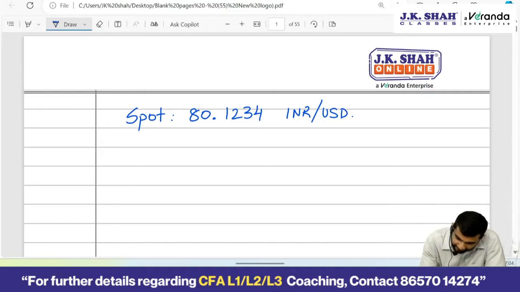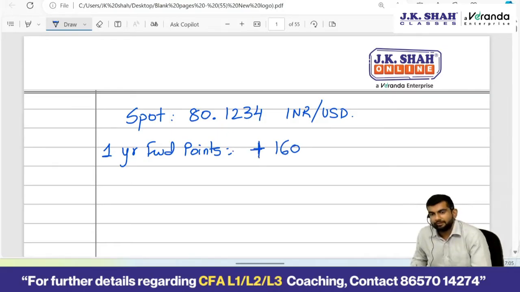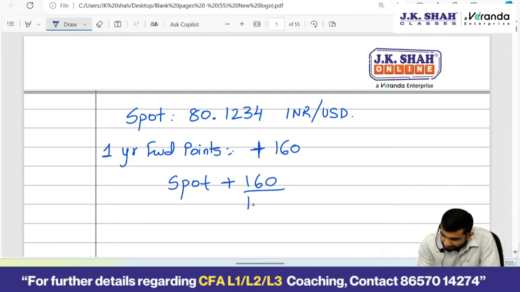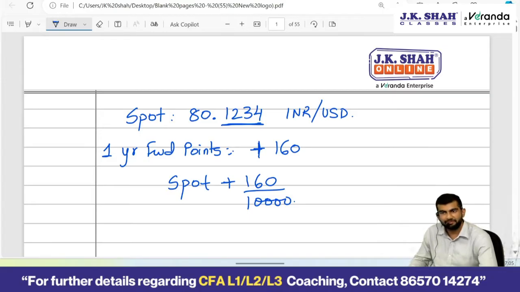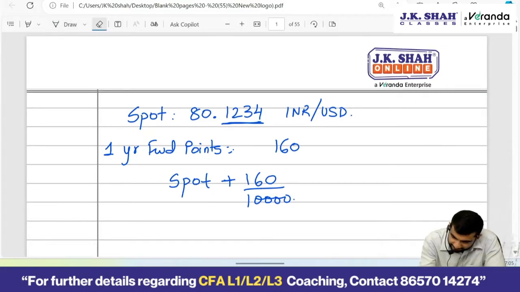Okay, now if the 1 year forward points is plus 160, how will you find out the forward rate? It will be spot rate plus forward points divided by 1 and how many zeros? 4, because after the decimal in the spot there are 4 numbers, so as many numbers, those many zeros, right? You remember this? Okay, fine. And if the forward points are negative, then you subtract it from the spot.